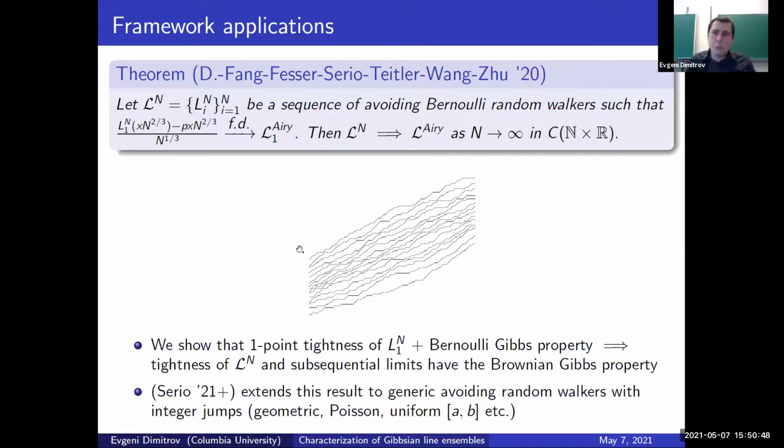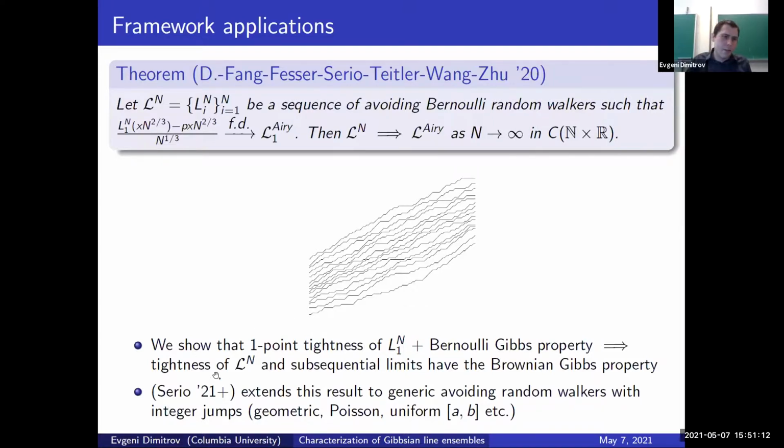And in fact, to prove tightness, we need quite a bit less than that. So not only do we not need any finite dimensional convergence at all, we just need one point convergence at best. But in fact, we can even reduce that to not even require any sort of convergence. We can do it with one point tightness plus some sort of uniform parabolic behavior of the curve.